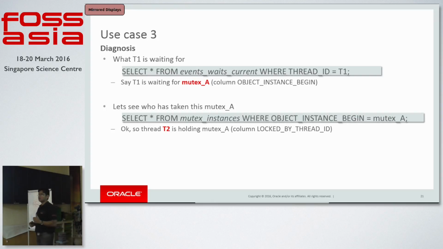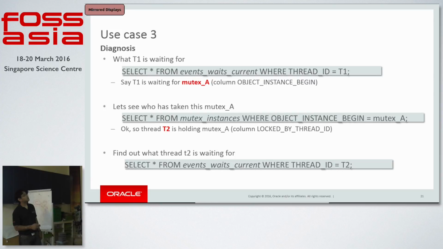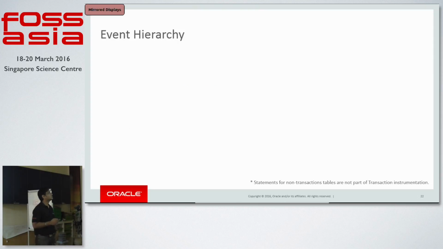Now if thread T2 is not releasing mutex A, that means it is also waiting for something else, right? So I again go to the events_waits_current table and find out what T2 is waiting for. And I can keep on doing this until I find the culprit, the one who is making all this wait cycle happen on the MySQL server.